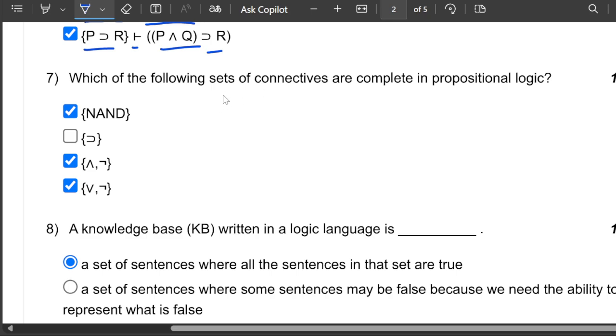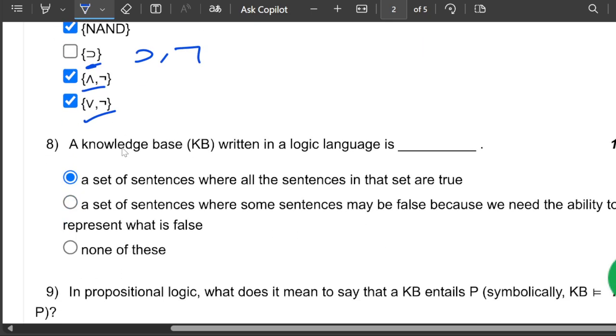Which of the following sets of connectives are complete in propositional logic? So we know that NAND and NOR are complete gates. Then if intersection and negation are given, we can also make every gate, and if union and negation are given, we can also make any gate. If implies and negation are given, we can also make any gate, but it is only a single unit.